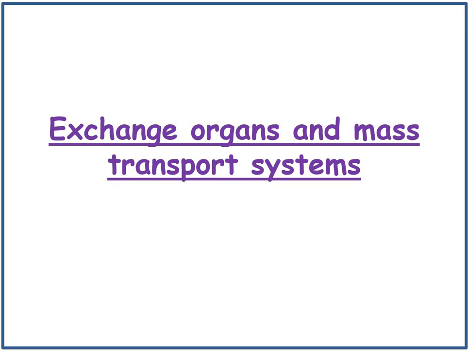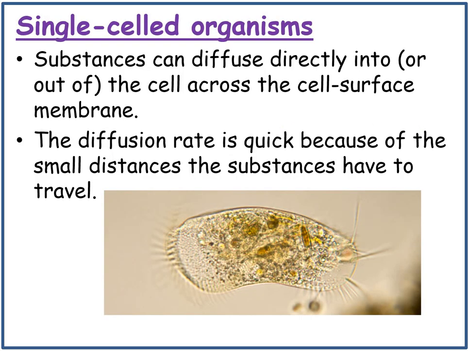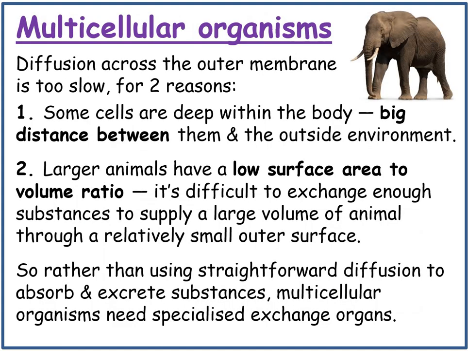Next bit, exchange organs and mass transport systems. Single-celled organisms, so substances can diffuse directly into or out of the cell across the cell surface membrane. The diffusion rate is quick because of the small distances the substances have to travel. Now, multicellular organisms, the diffusion across the outer membrane is too slow because some cells are deep within the body and there's a big distance between them and the outside environment.